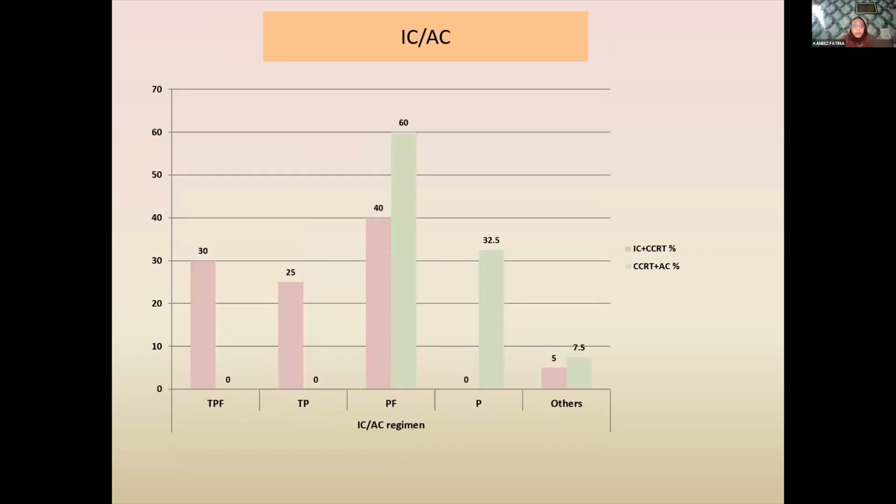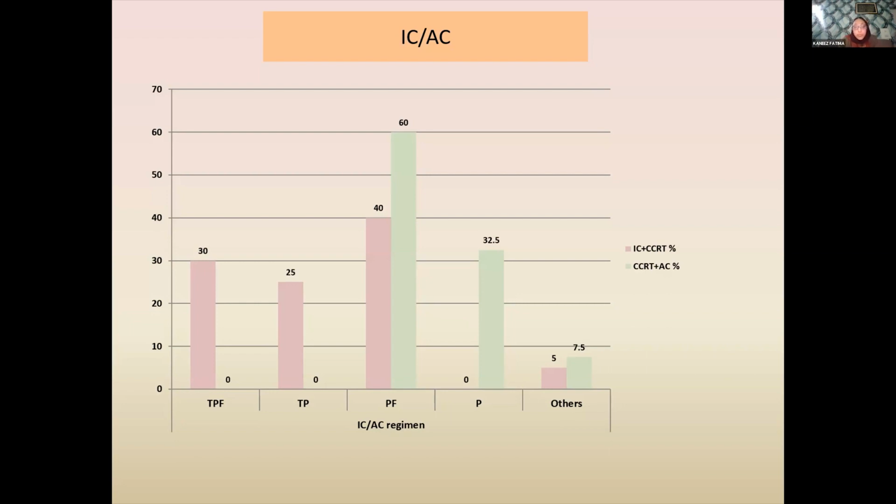Coming to the chemotherapy regimens, in the induction chemotherapy group, 40% of the patients received cisplatin and 5-FU regimen, followed by 30% of the patients who received cisplatin, docetaxel, and 5-FU regimen, followed by 20% of the patients who received docetaxel and cisplatin regimen. Whereas in the adjuvant chemotherapy group, 60% of the patients received cisplatin and 5-FU based chemotherapy, and 32.5% of the patients had received only single agent cisplatin chemotherapy.